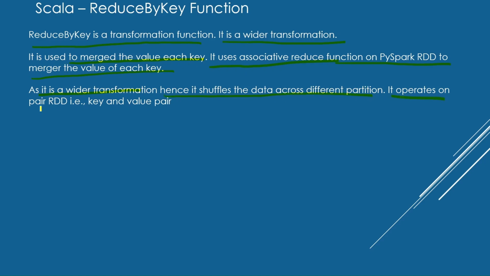It operates on the pair RDD, the key and value pair. One of the key features of ReduceByKey is that although it is doing the shuffling, the shuffle operation happens at the last step of the transformation, and it operates on a pair RDD, which has a key and value.